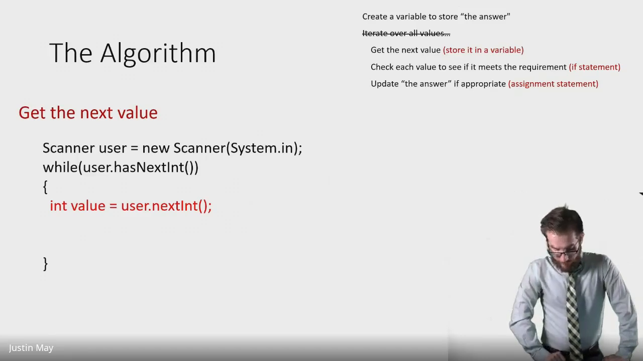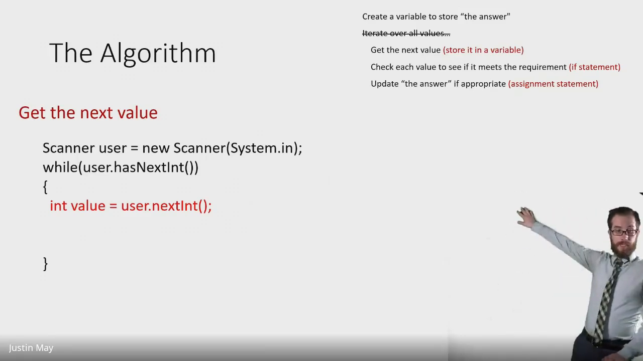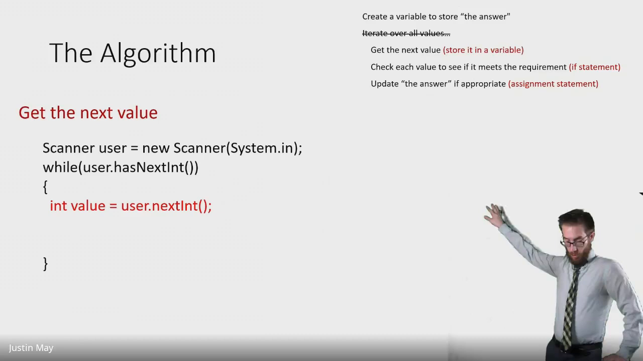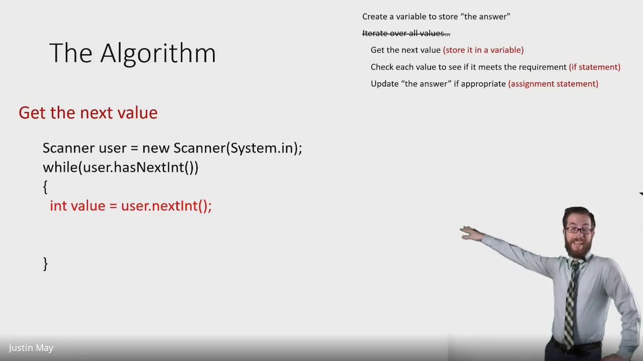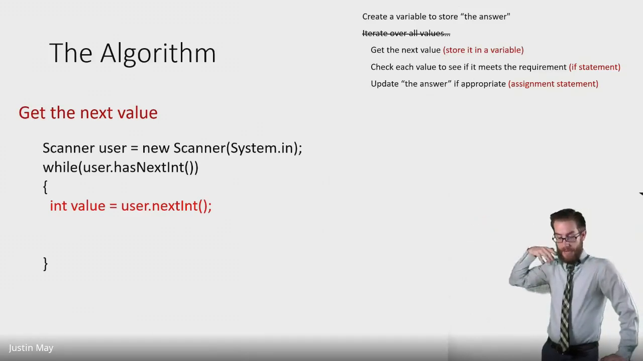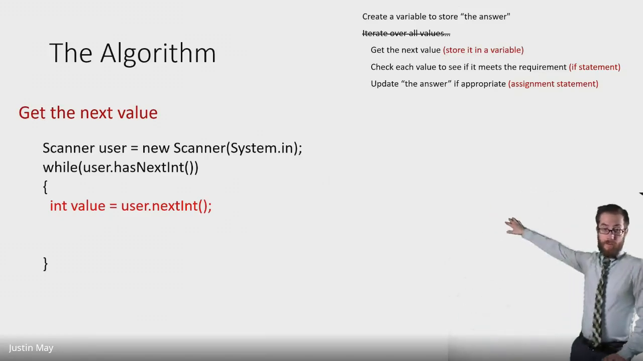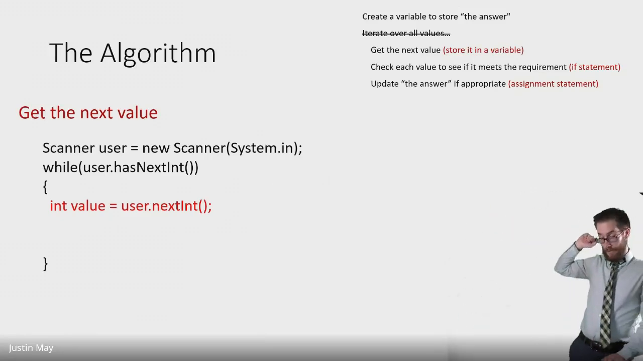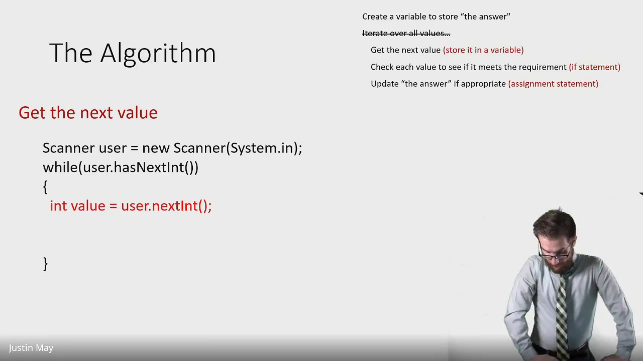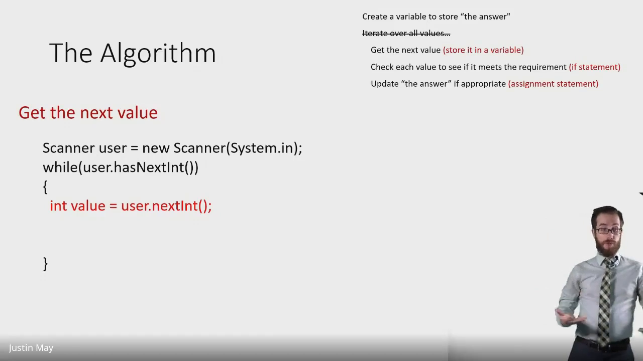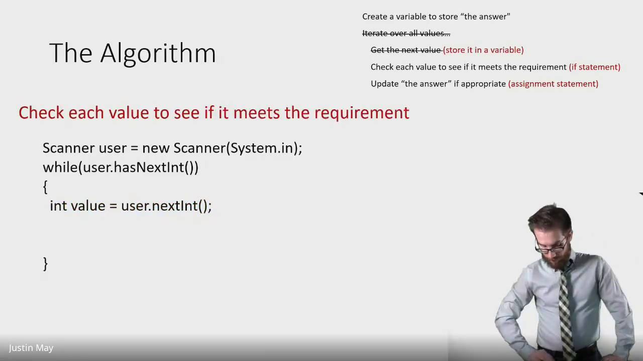Then we're going to get the next value. Getting the next value means we're going to call user.nextInt. That's the scanner method that gets you the number that they typed in. We assign that to a variable. I'm calling it value here. And now we have value, so now we can use that to do something, the next steps in our algorithm.